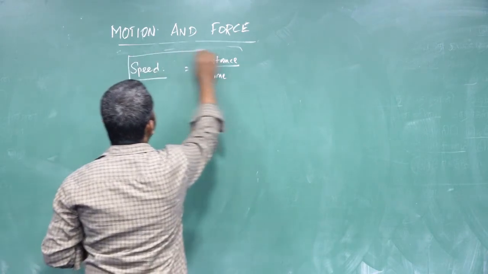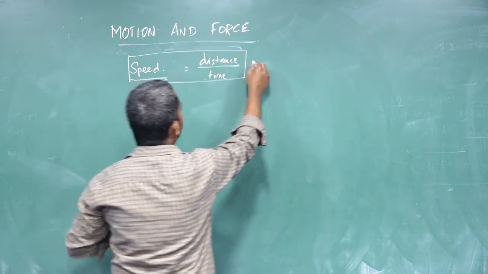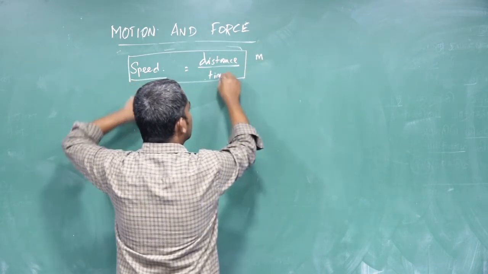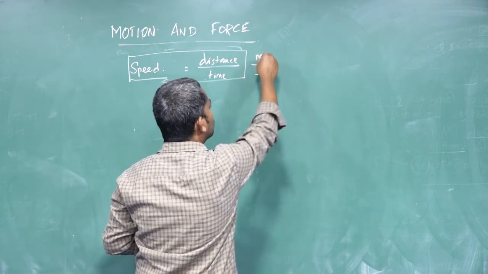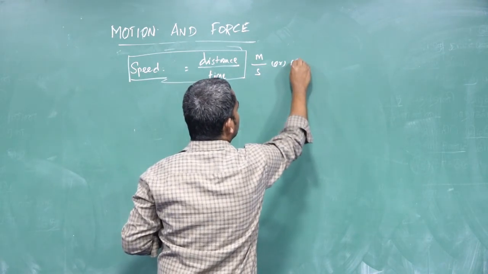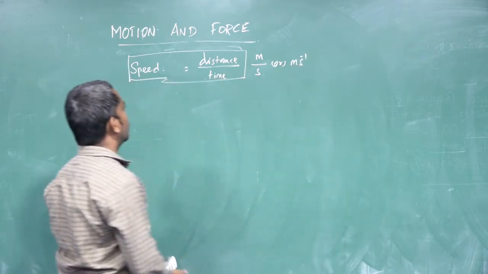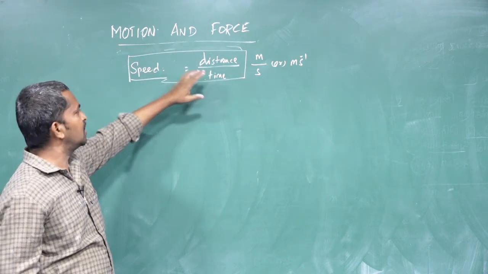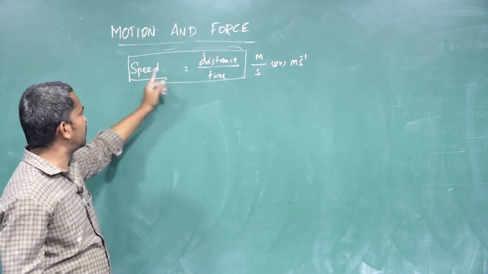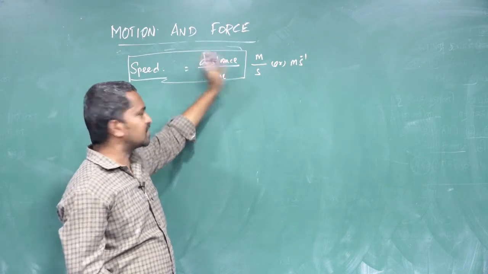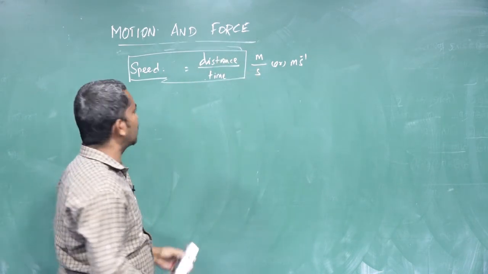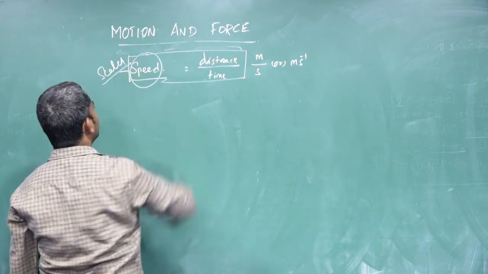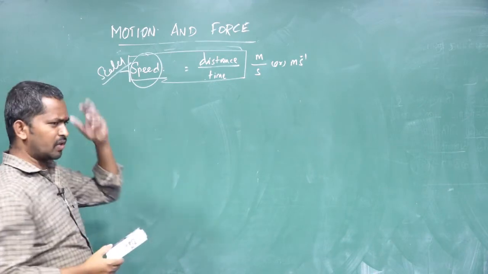What is the unit of speed? The unit of speed is distance divided by time. What is the unit of distance? Meter. Unit of time? Second. So it is meter per second, or meter second power minus 1. Speed is the rate of change of distance, and distance divided by time is the formula for speed. The SI unit of speed is meter per second. Speed is also a scalar quantity. This is very important. Why do we indicate scalars and vectors?